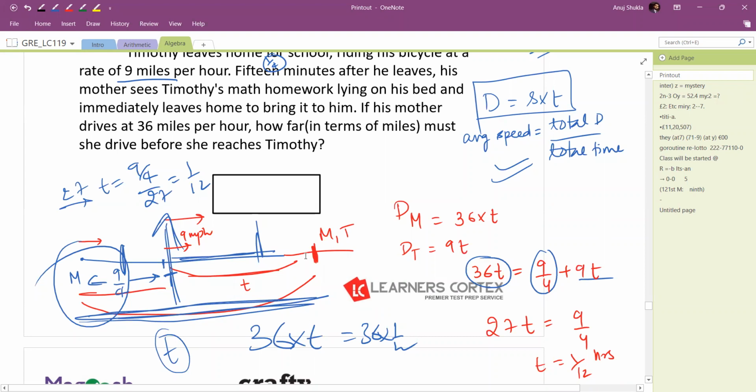Relative motion we are only using to find t, the meeting time, not for finding the distance. So we first found the relative speed of mother with respect to Timothy, and then we need to multiply it by time. So what time are we considering? 9 by 4. Time is not 9 by 4. Distance is 9 by 4. How much distance will they be from each other? 9 by 4 miles only, right? Yes, sir. Then how much distance does mom have to cover if Timothy is at rest? 9 by 4 only. Okay.